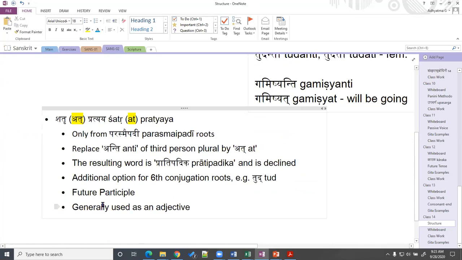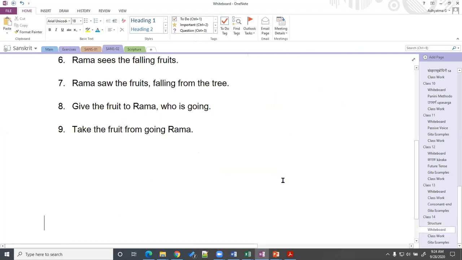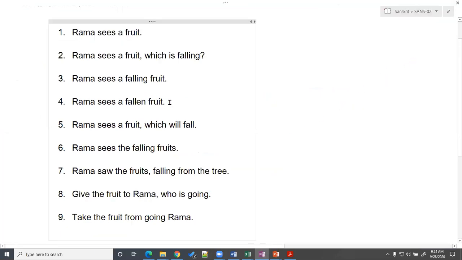And as I said, these participles are generally used as an adjective. So we'll see some of the usages. How are they used? Look at these sentences. I'll let you read these 9 sentences for a minute, and see what difference you find in the different sentences.